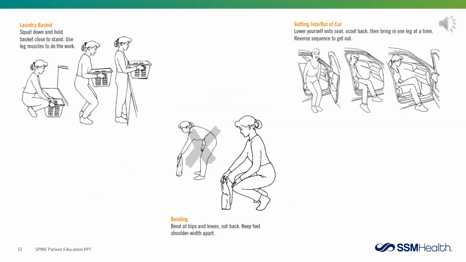Proper body mechanics and precautions continued. Again, this is just showing in that top left picture how the patient is squatting down, holding that basket close, and using her leg muscles to stand up. I hope her laundry basket is less than 10 pounds, but she's using proper body mechanics to keep her neck and her low back straight or within her precautions. That middle picture just shows bending at the low back. So instead of bending at her low back, she is squatting, keeping her feet shoulder width apart to help her pick up the item she dropped.